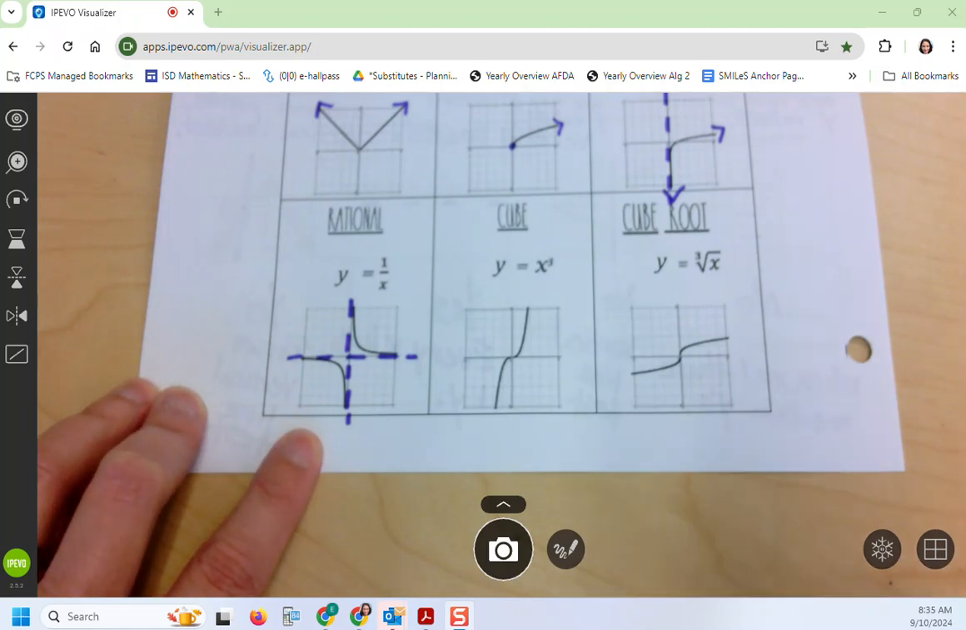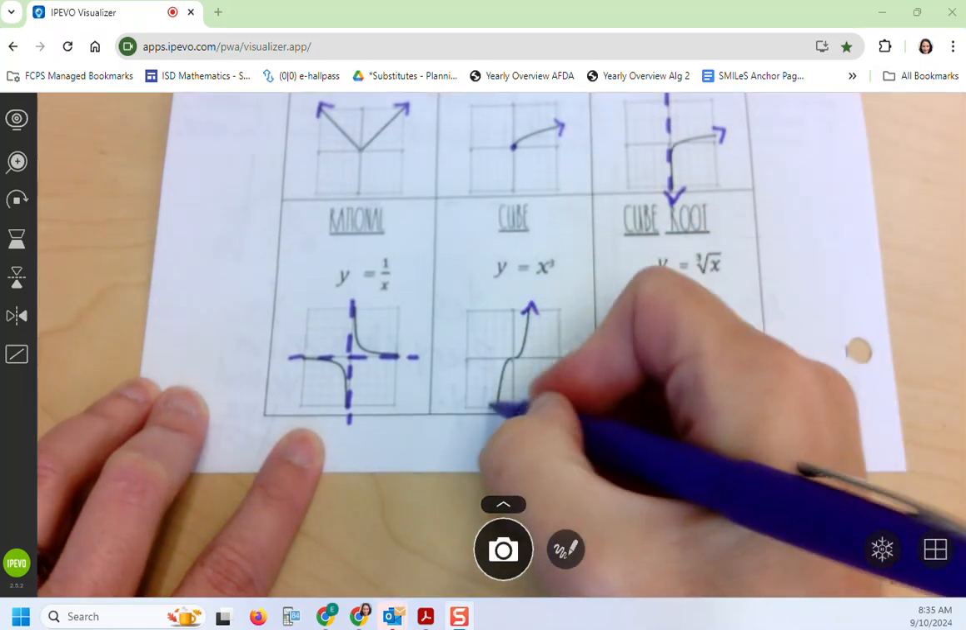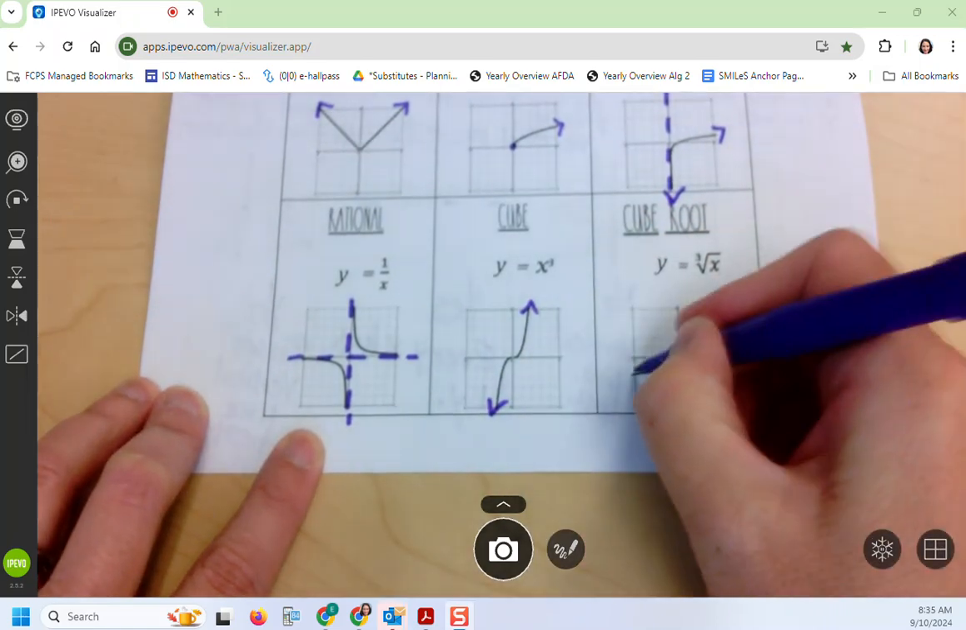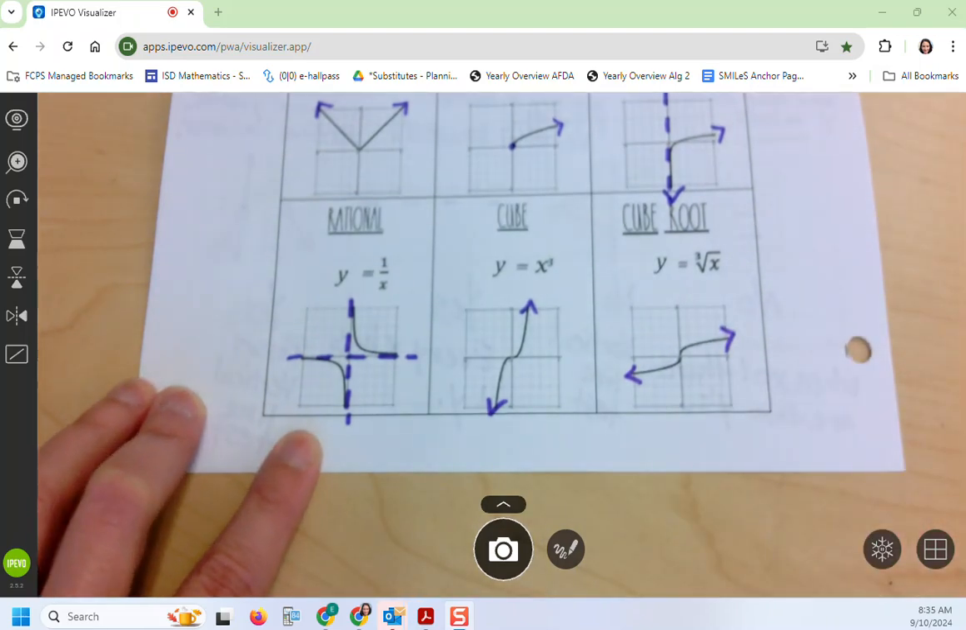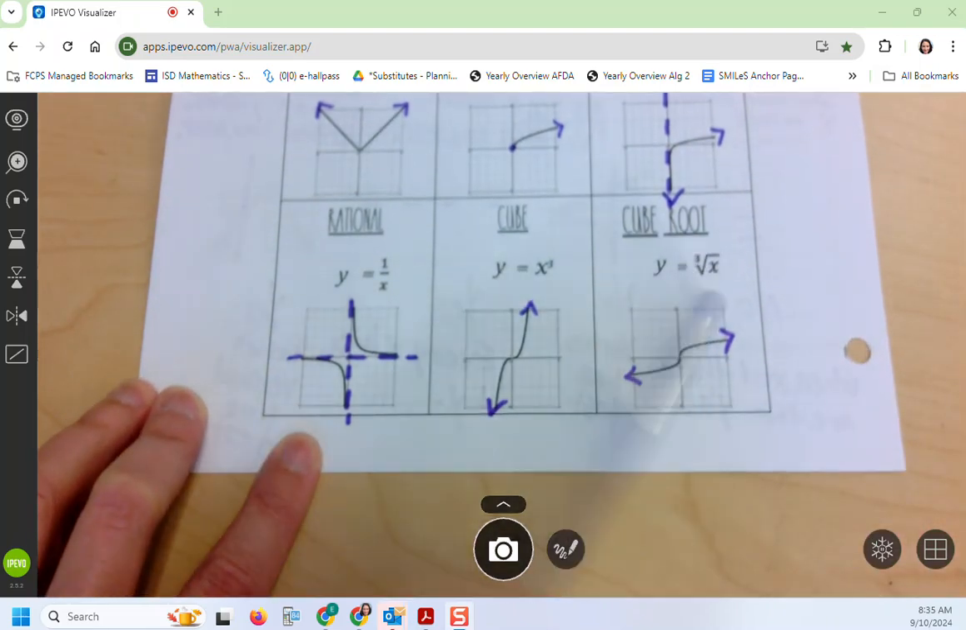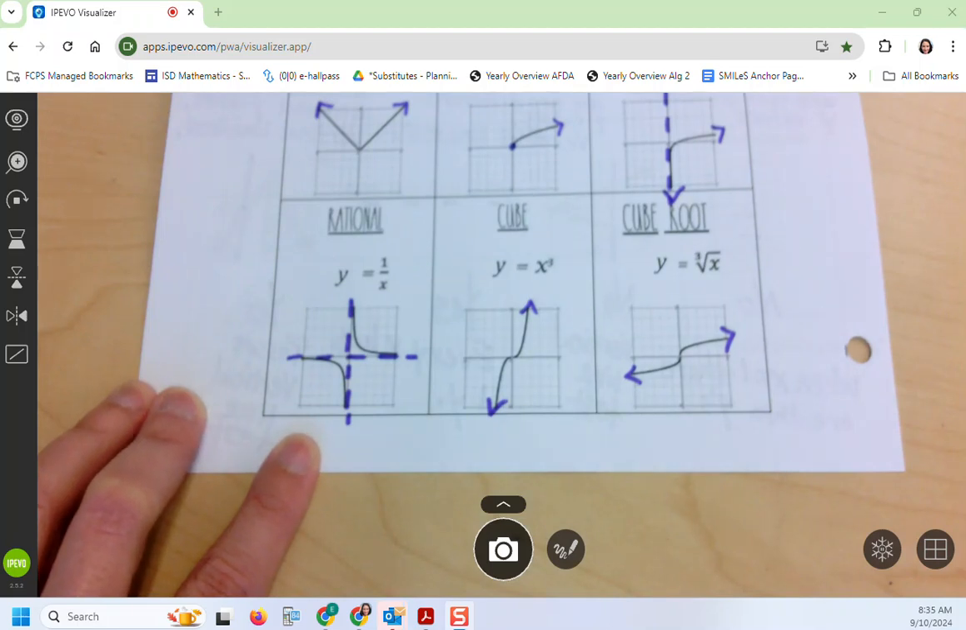All right, cube function, x cubed, put some arrows on it, and cube root, put some arrows on it. And interestingly, just like squaring and square root are inverses, cubing and cube root are inverses of each other. They undo each other.